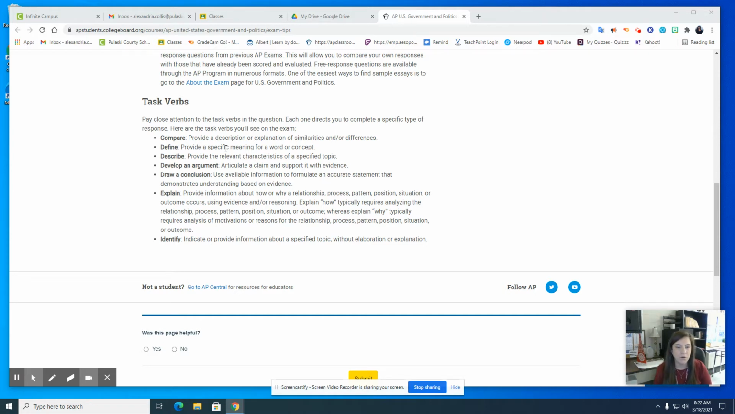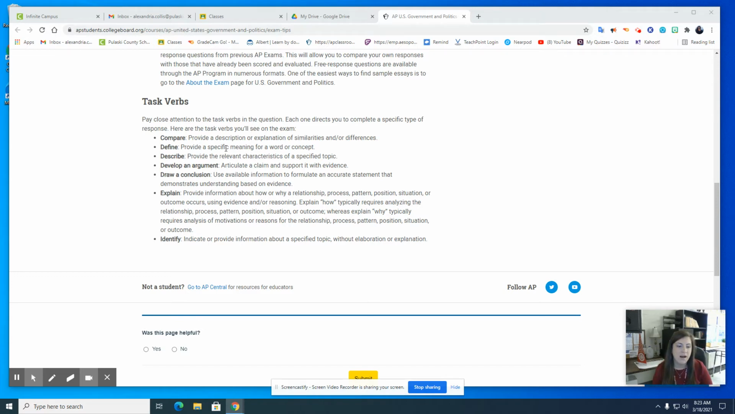If it asks you to develop an argument, again, these are those argument essays, then you are articulating a claim and supporting it with evidence. This is where you're writing out a thesis and then supporting that thesis. Draw a conclusion. These are going to be more like those quantitative analysis FRQs. This is when you're using available information to formulate an accurate statement that demonstrates understanding based on evidence.